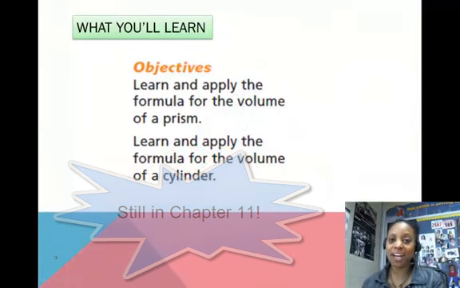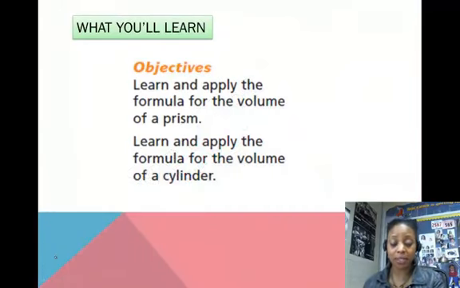In this lesson, you're going to learn how to use the formulas for volumes of a prism and solve problems using those formulas, and you're going to learn how to use and apply the formula for volume of a cylinder.